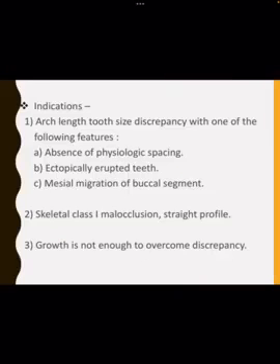Indications for serial extraction are arch-length tooth size discrepancy with one of the following features, that is absence of physiologic spacing, ectopically erupted teeth, mesial migration of buccal segment, and also skeletal class 1 malocclusion with a straight profile, and in patients where growth is not enough to overcome the discrepancy.